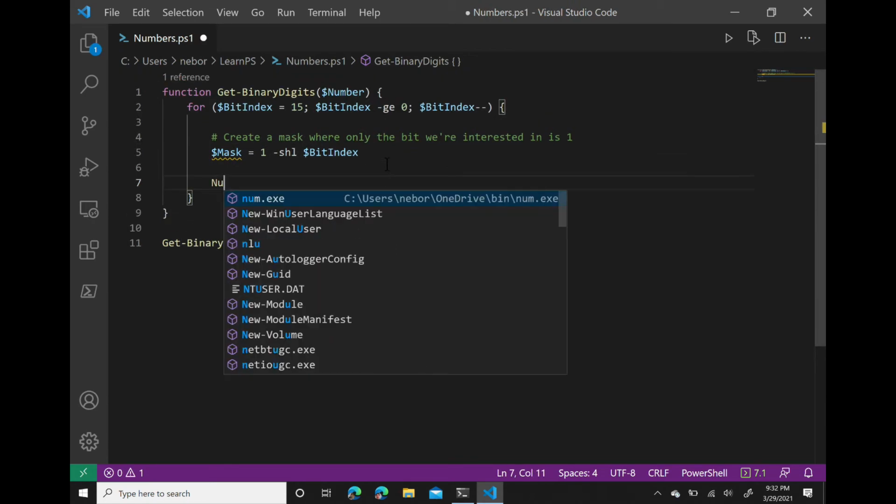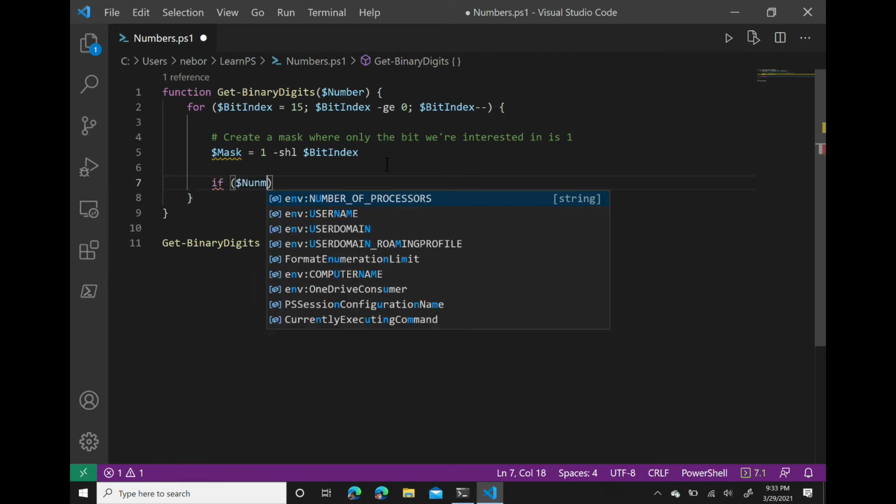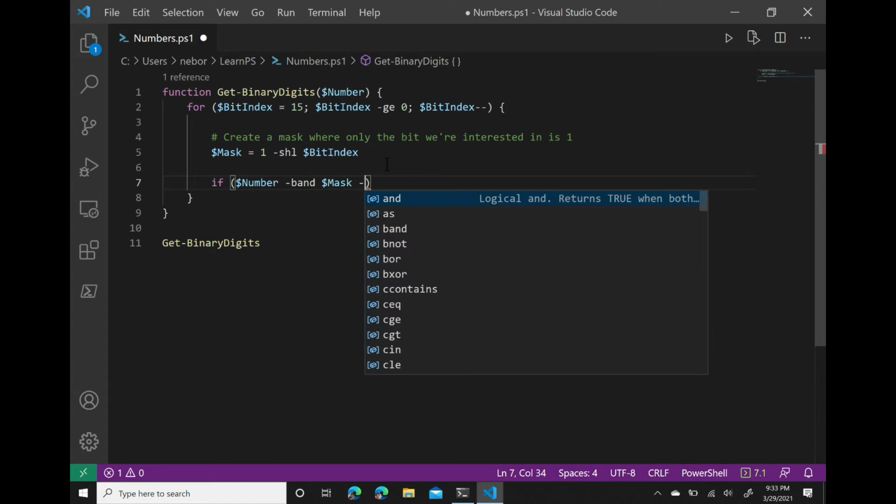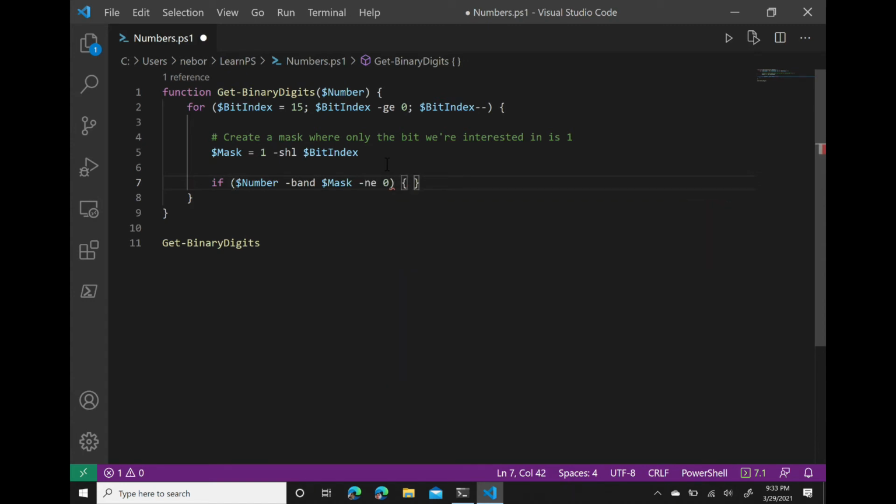Then we can say if number bitwise and mask is not equal to 0, then we can write a 1 for that digit. Otherwise, we can write a 0 for that digit. And if we're not confident about the precedence of these operators, we can use parentheses to make it clear that we're evaluating this expression first. We're masking off so that all the other bits except the bit we're interested in are going to be 0. And the bit we care about is either 0 or 1, depending on its actual original value in number. And then if the result is not equal to 0, then we know that bit was 1. Otherwise, that bit was 0.